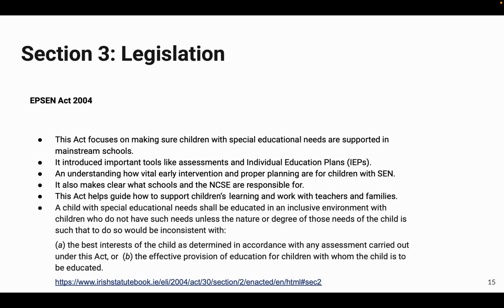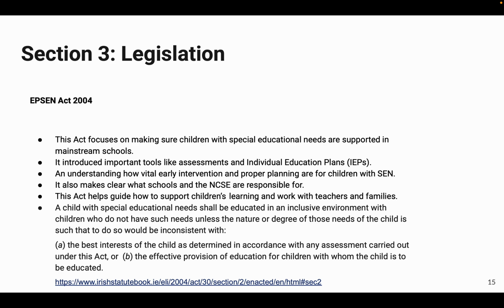are for children with SEN. It also makes clear what schools and the NCSE are responsible for. This act helps guide how to support children's learning and work with teachers and families.